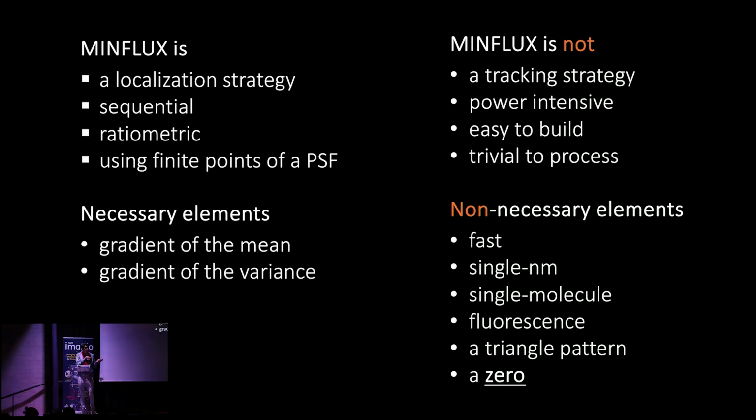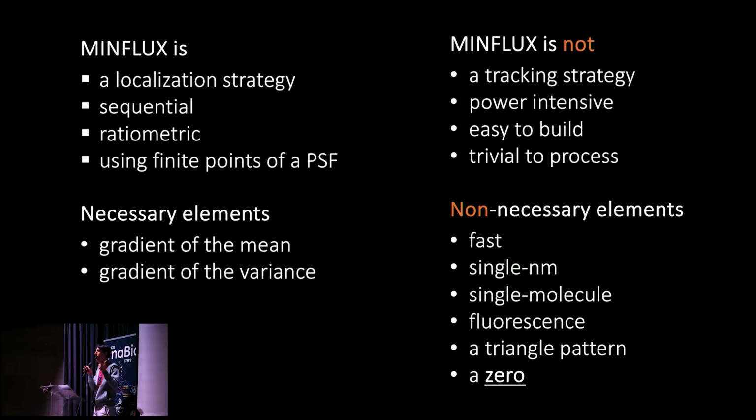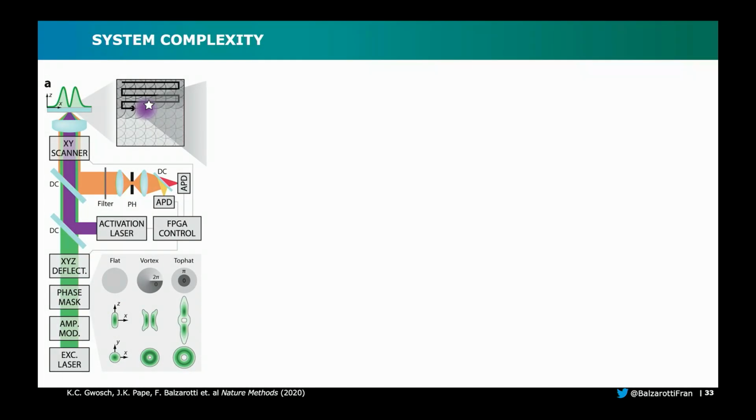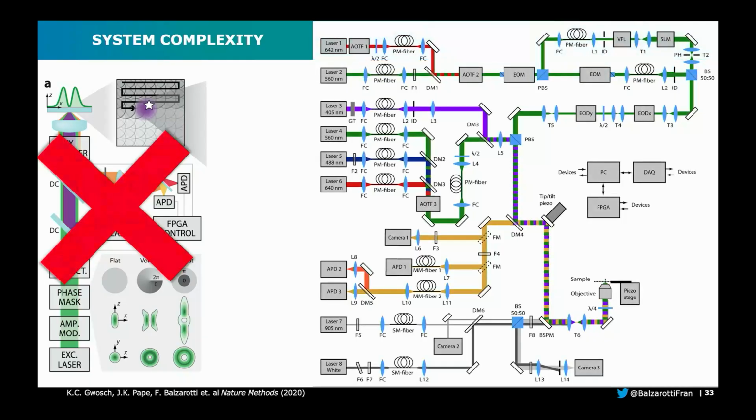And finally, the non-necessary elements for all this is to make it fast, to make it single nanometer, or even single molecule. It can be a small object. It doesn't have to be fluorescence. Scattering photons are possible as well, though I don't see the point of doing something like that so far. Maybe somebody has an idea. It can be any pattern, and you don't even need a zero, because if you use Gaussian beams, this also works.